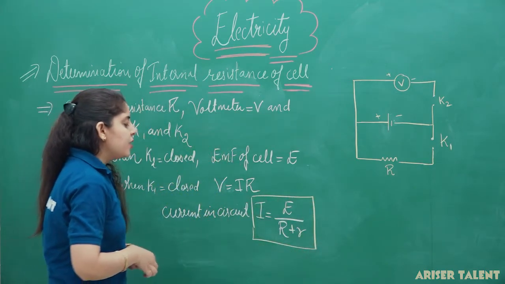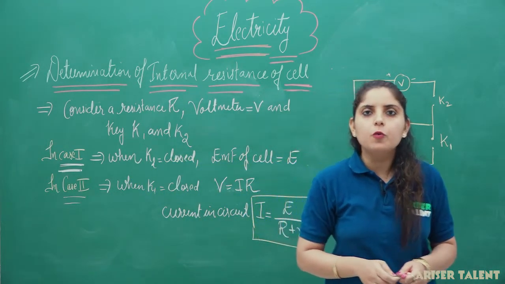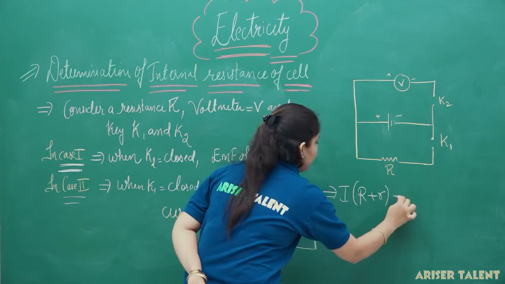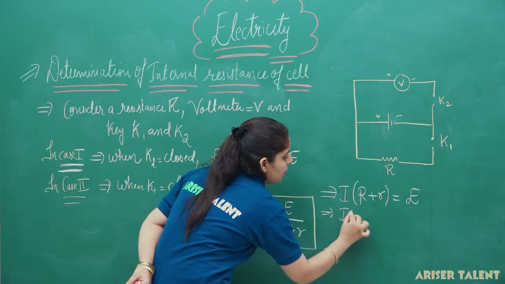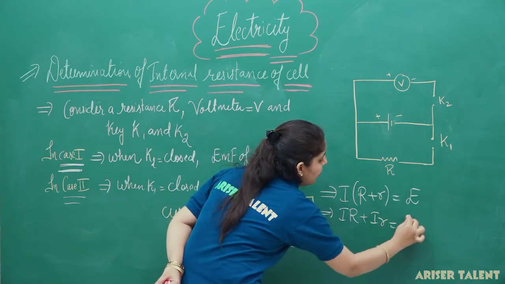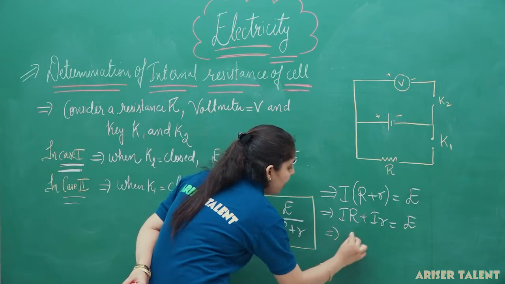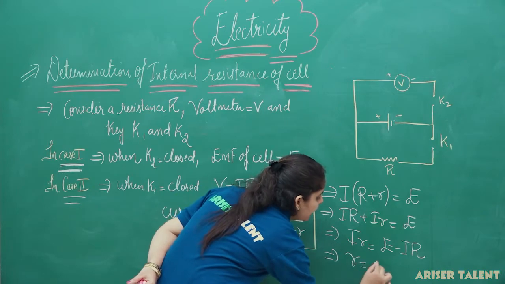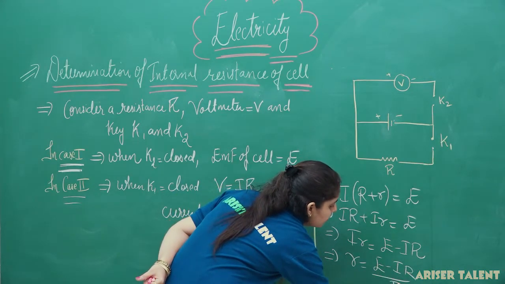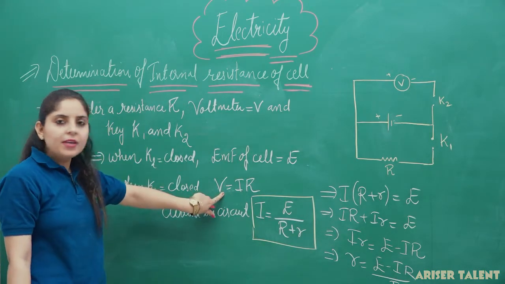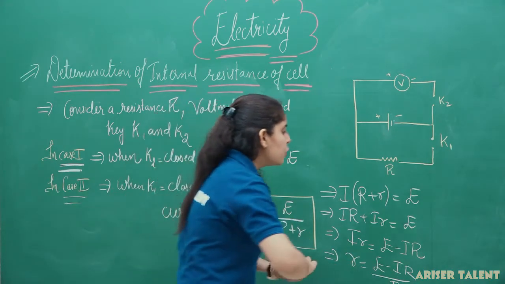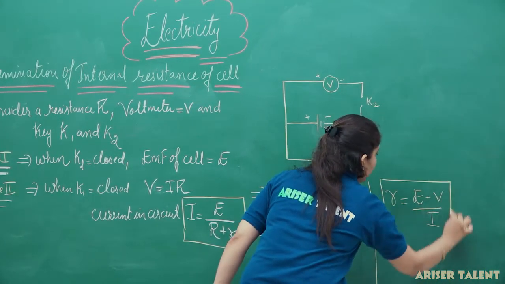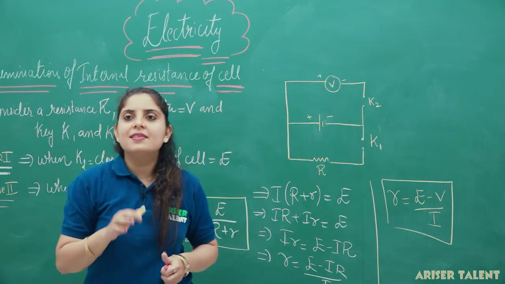So, from this expression we can derive the internal resistance of the cell. On solving this equation, I can write I(R plus r) will be equal to capital E. Now, IR plus Ir will give you the value of E. Now, I can write Ir equal to E minus IR, and from this expression you can write small r equal to (E minus IR) upon I. You can see that V is equal to IR, so I can substitute IR equal to V. So, the final expression I am getting here is r equal to (E minus V) upon I. This is the basic formula for calculating the small r, that is the internal resistance of the cell.